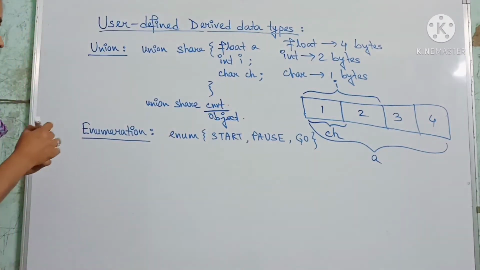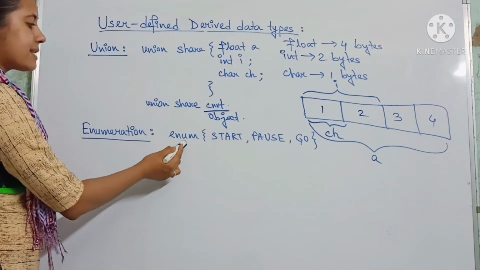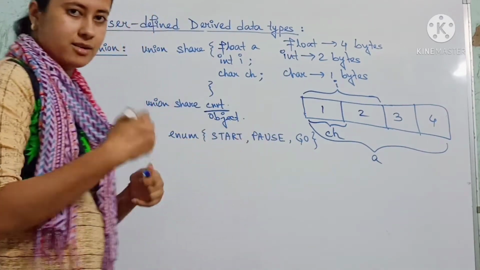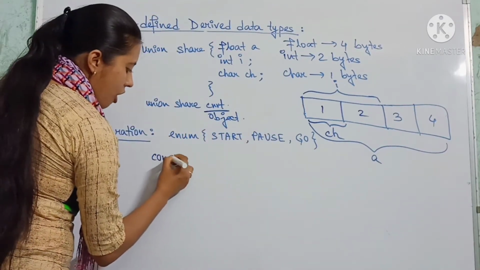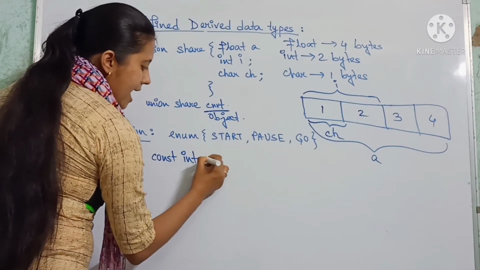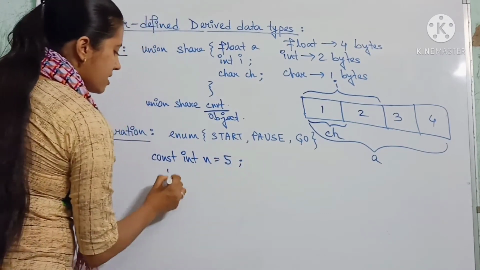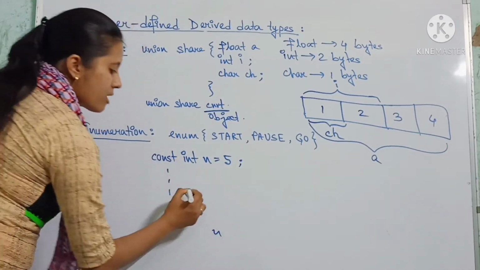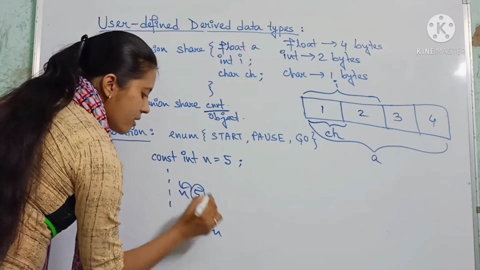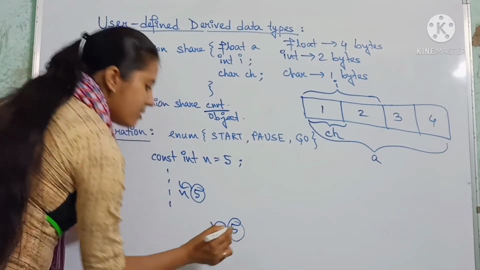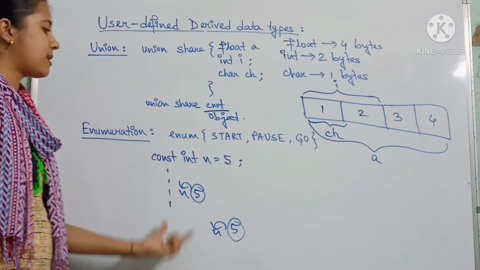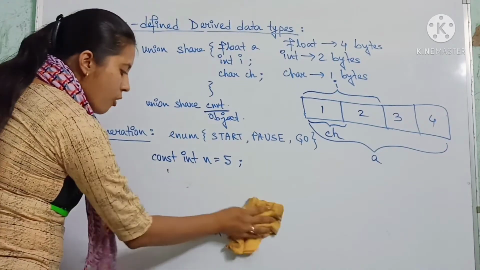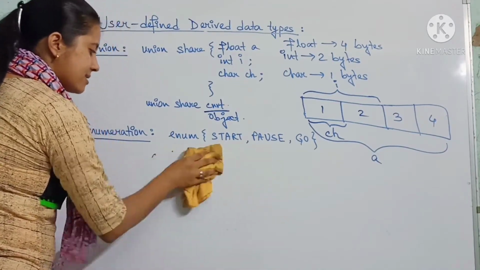Okay? Next comes the enumeration. Union over. Next comes enumeration. Enumeration is nothing but just like the constant. Okay? Constant, what we have used, that const int n equals 5 means what? In the whole program, wherever there is n inside the program, it will assign the value 5 to n. Means this is constant. This 5 is constant. So this constant suggests what? During the execution of the whole program, this value will not change.